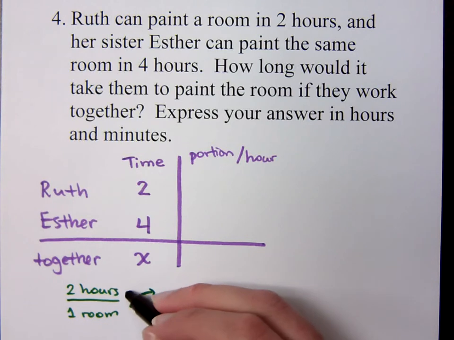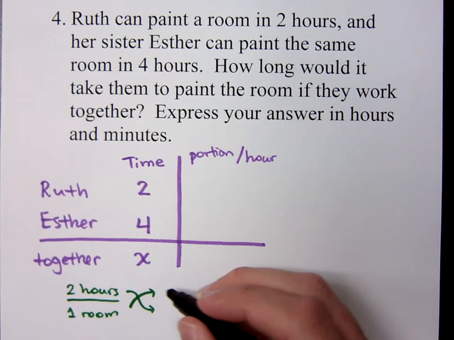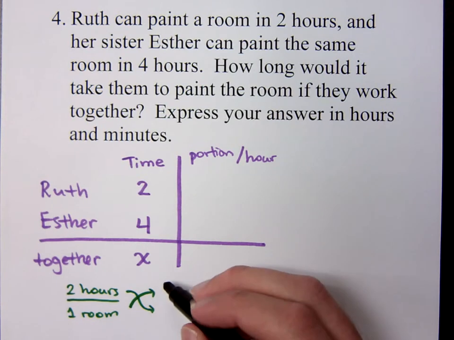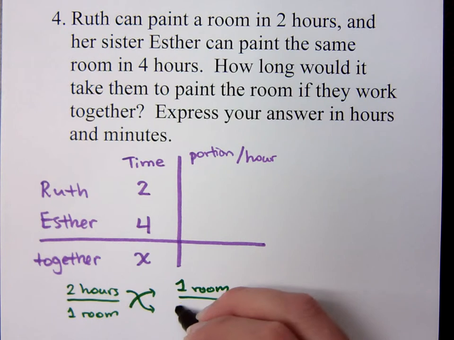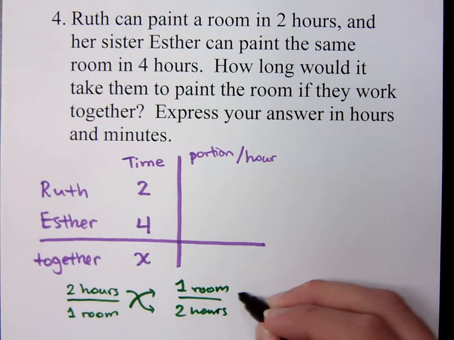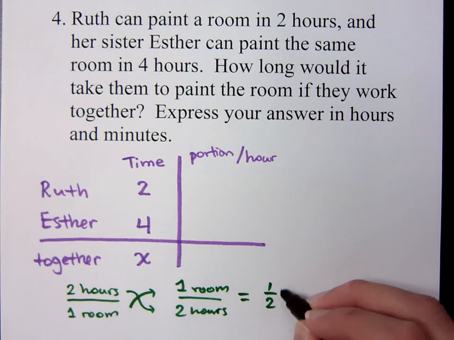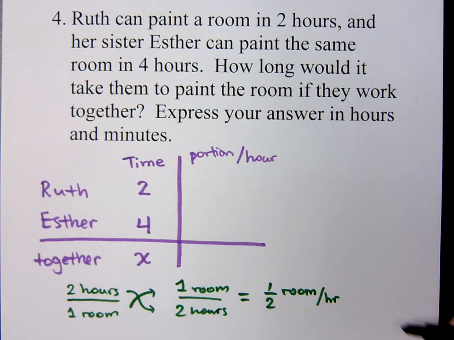I can flip this around because this is a ratio. Actually, it's a rate. This is hours to room. But what if I flip it around and I say that she can paint one room every 2 hours? Isn't that right? But what that really means is that she paints half of a room per hour, right? See, we're so used to seeing things written a certain way.